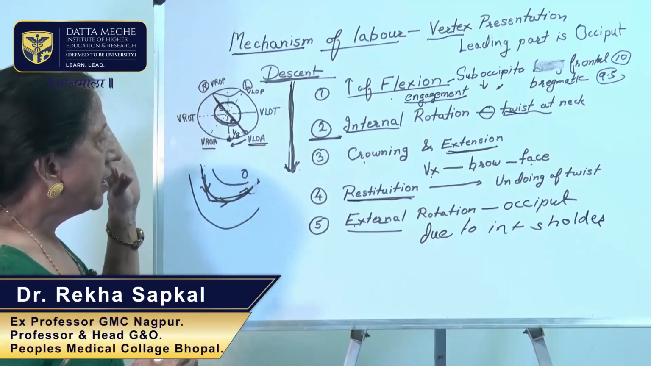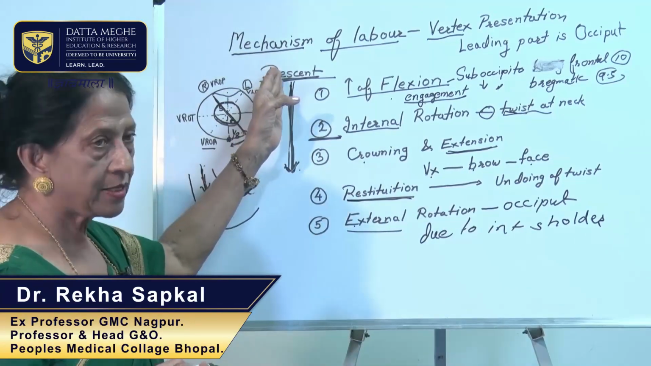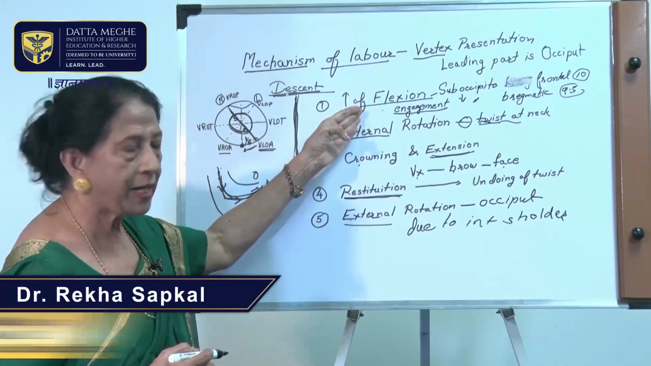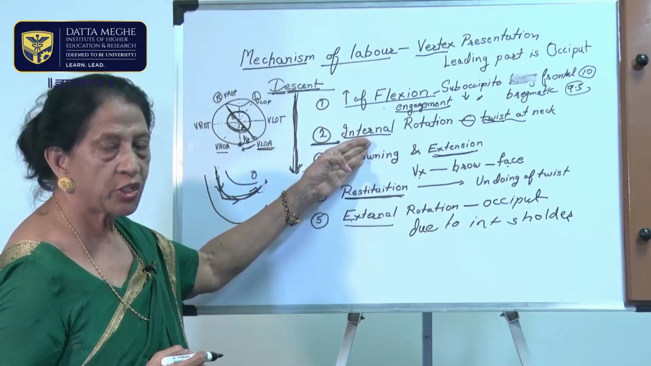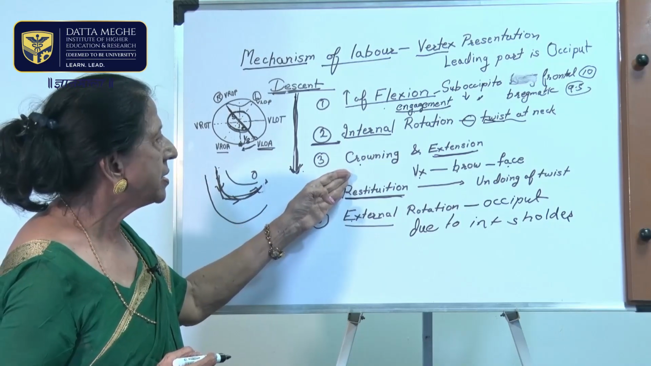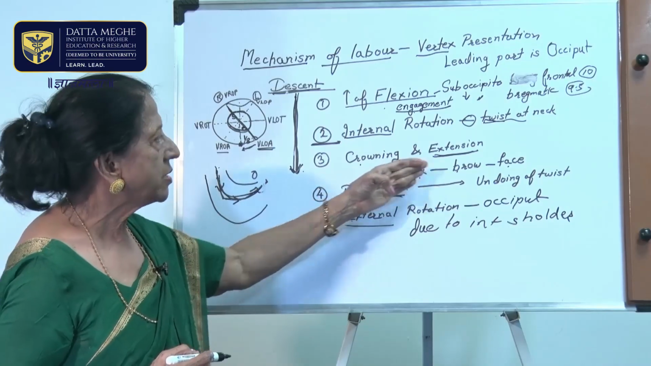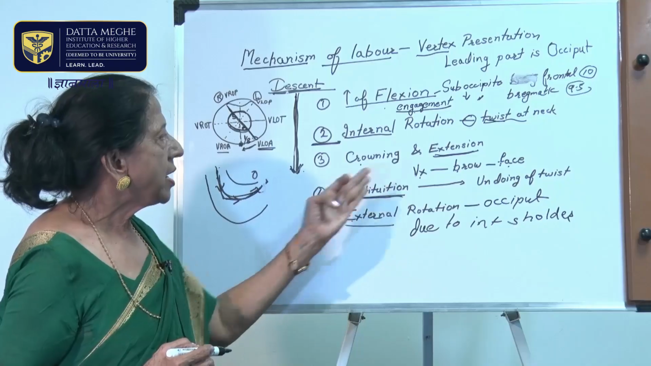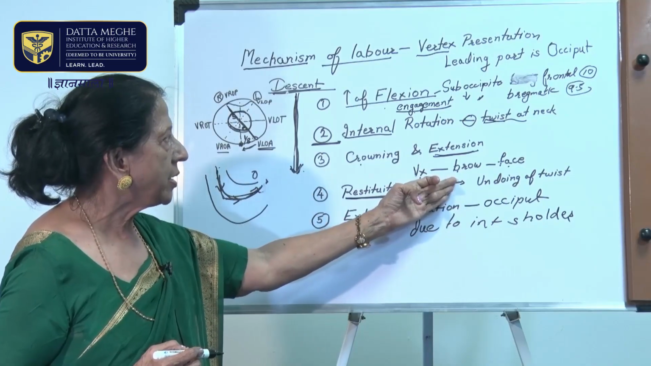Let us repeat it again. Descent is occurring throughout the labor. First movement is increase of flexion and engagement. Second movement is internal rotation of the occiput with the twist at the neck. Thirdly, there is extension of the head, vertex, brow, face is borne out. Fourth one is the undoing of the twist at the neck, that is restitution.